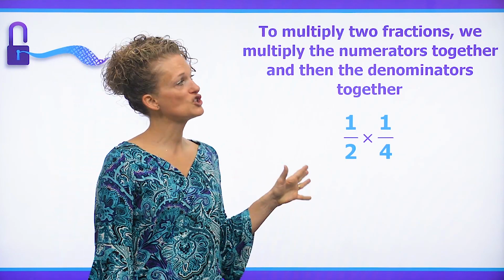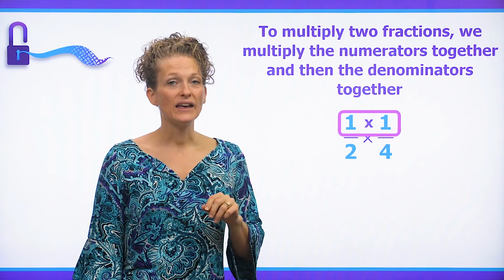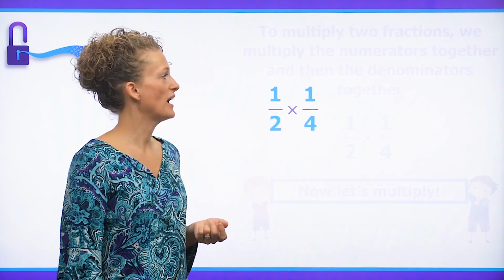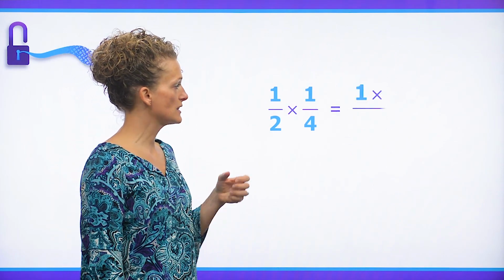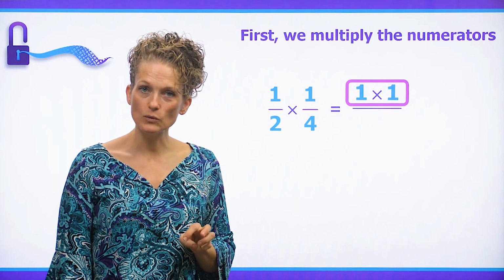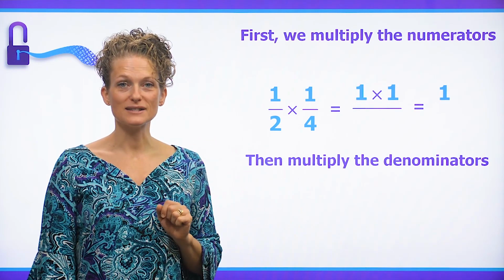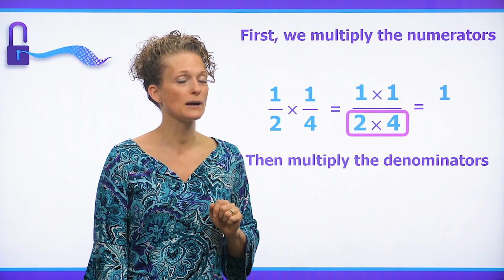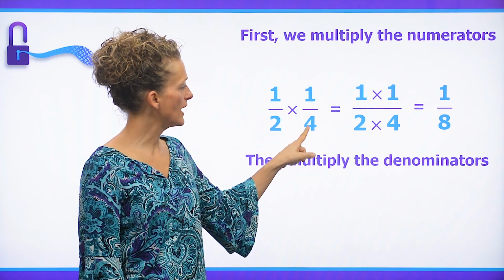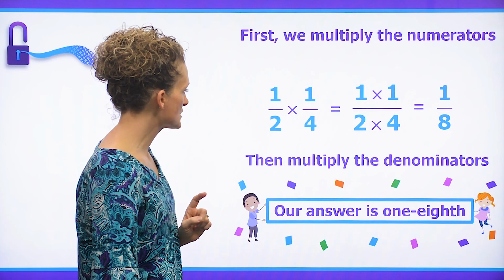Now to multiply two fractions, we simply multiply the numerators together and then we multiply the denominators together. So let's go ahead and actually multiply. So 1/2 times 1/4. We take the numerators first and we multiply them together. 1 times 1 gives us 1. And then we multiply the denominators. And so in this case, we're multiplying 2 times 4. And 2 times 4 gives us 8. So 1/2 times 1/4 is equal to 1/8. So our answer is 1/8.